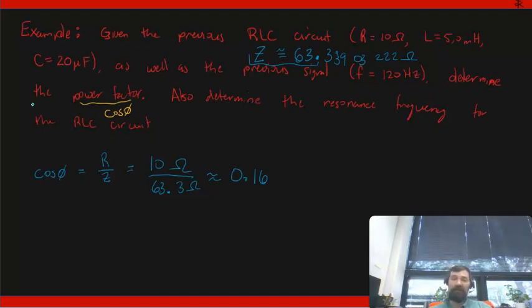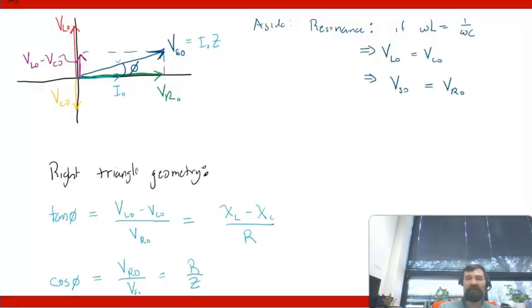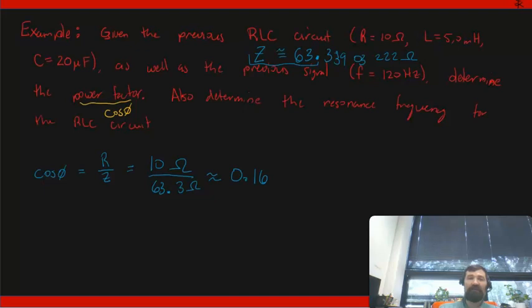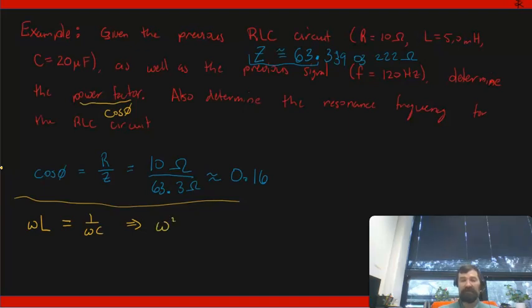The other part of this question was to determine the resonance frequency. Remember our little aside here that resonance occurs when this angle is basically 0, when the voltage drop from the supply is equal to the voltage drop across the resistor, which is the condition that omega L equals 1 over omega C. Now we've got an L and a C value kind of fixed. That's the same thing as saying that omega squared is 1 over L times C.